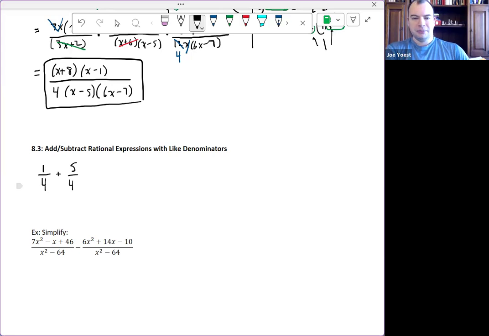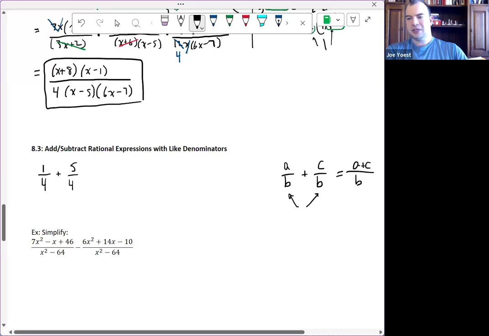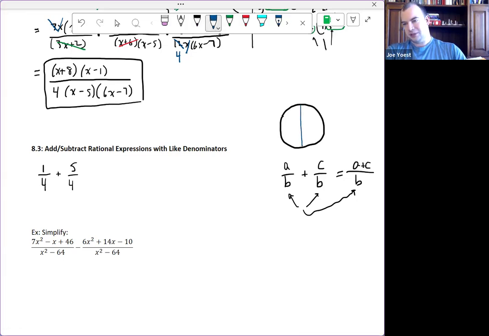Okay. So we might remember that if I have a over b plus c over b, same denominator, then I add the numerators, but I keep the same denominator. I don't get b plus b or something on the bottom. I keep the same denominator, right? In other words, let's think of pizza. I have a pizza and it's divided into, say, 8 slices. If I have 2 slices, 2/8, and then plus one more slice, plus 1/8, well, then I have 3 slices of pizza.